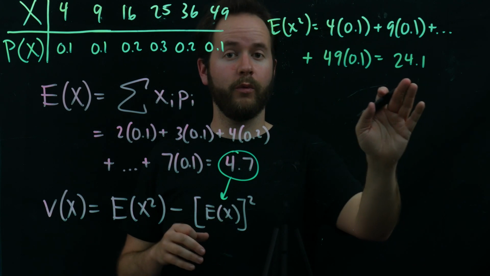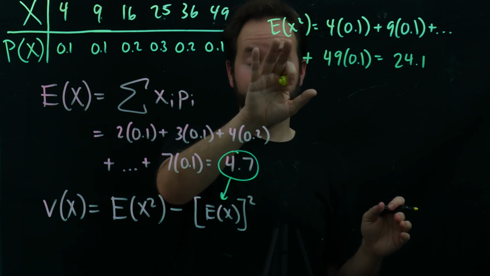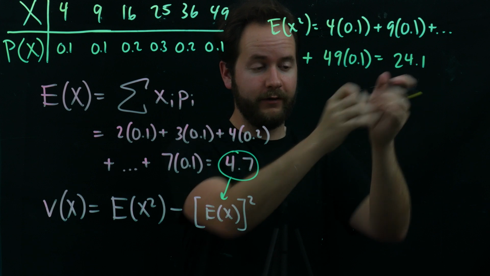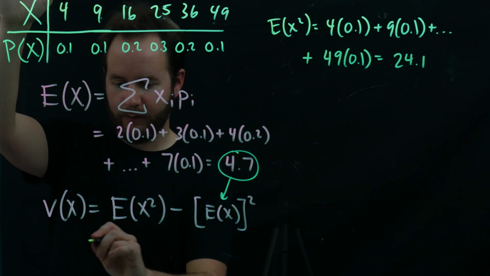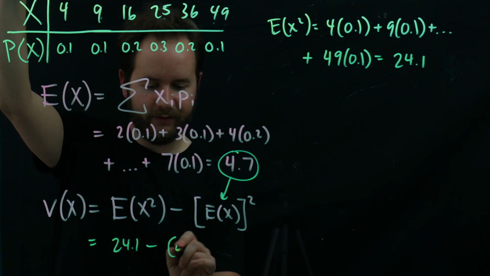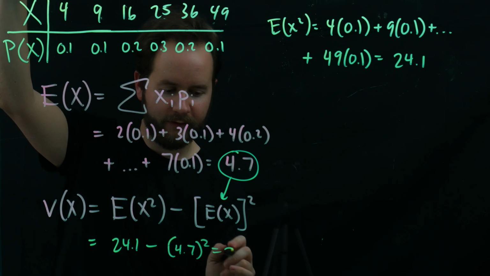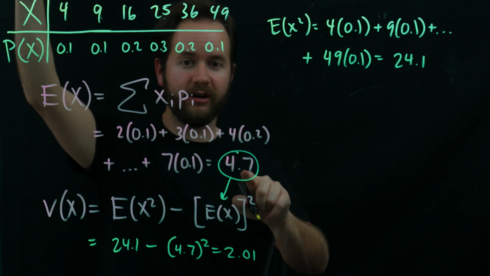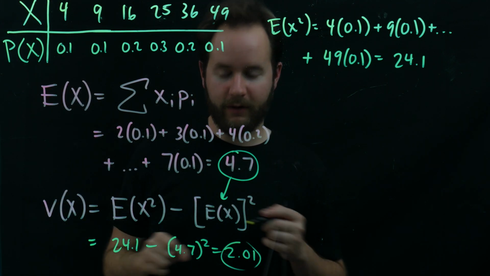Okay, not 24.1, careful, that's not our variance, that's just merely E of X squared. So we need to take this value, this 24.1, and put it here. We get 24.1 minus 4.7 squared, and that'll give us 2.01. So this is our expected value, this is our variance.